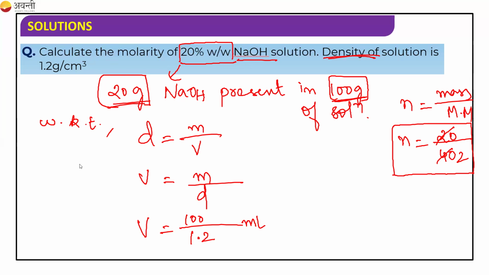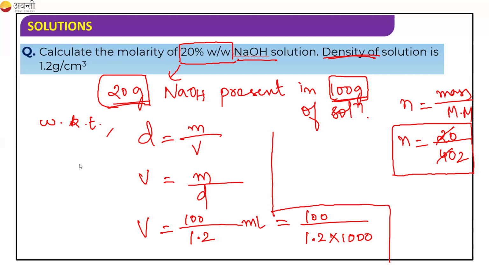But we have to convert this into liter, right? So what do we need to do? Divide by the number 1000. To convert milliliter to liter, divide by 1000. So this is the volume. The number of moles is there, the volume is there. What we have to do is substitute in the molarity formula.